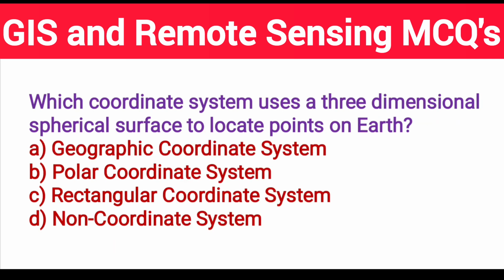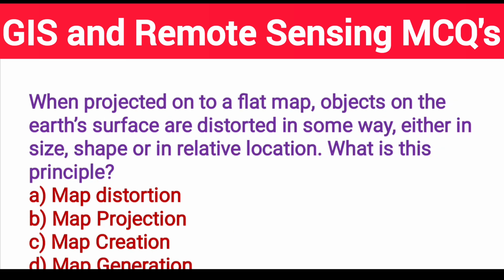Next question, which coordinate system uses a three-dimensional spherical surface to locate points on the earth? Option A, geographic coordinate system. Option B, polar coordinate system. Option C, rectangular coordinate system. Option D, non-coordinate system. So the correct answer is option A, geographic coordinate system.